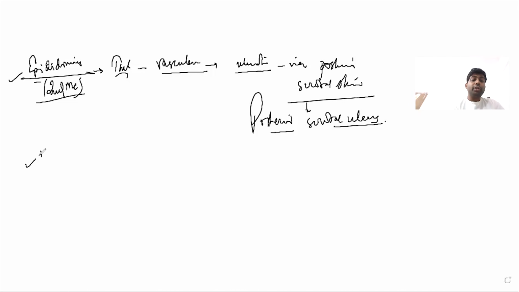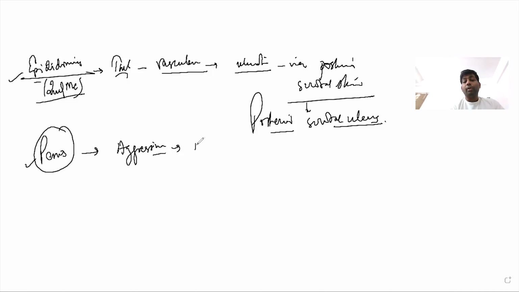What happens to the penis? There is a very aggressive infection leading to rapid necrosis of the organ. So these are the changes we see in the genital system.